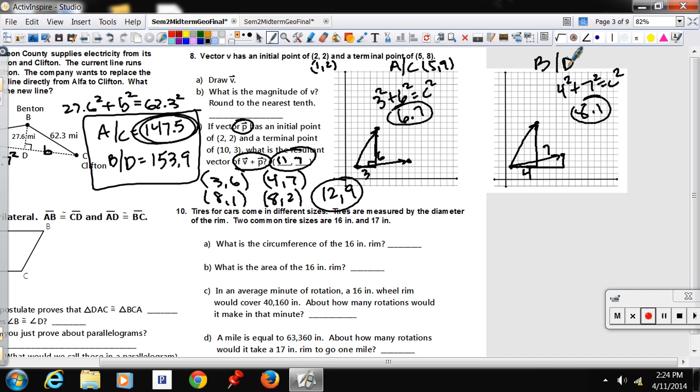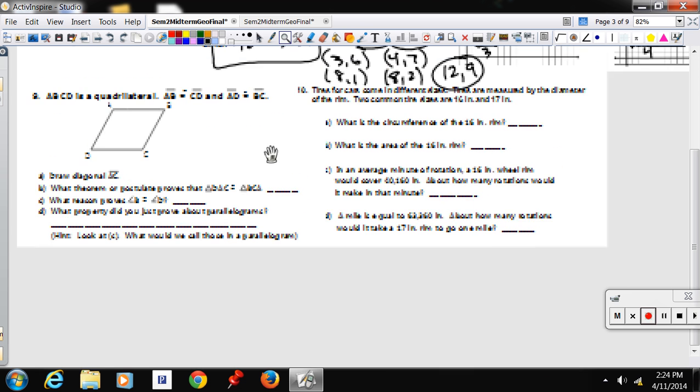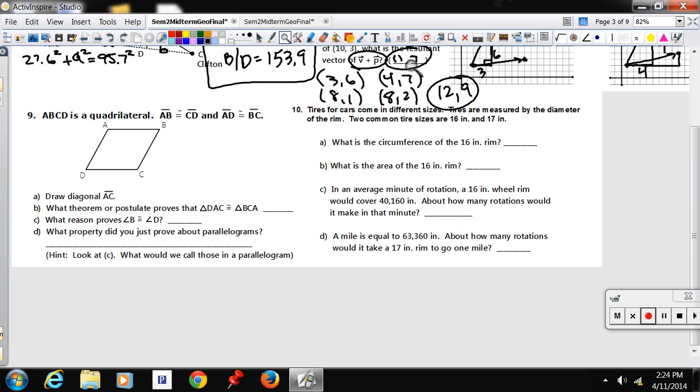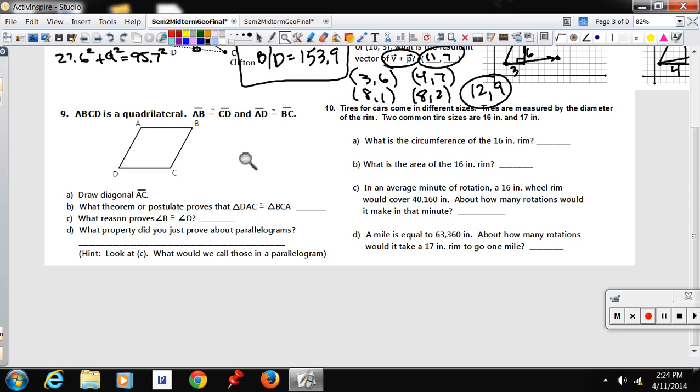11, 7 was your resultant vector. It's adding the two rises and the two overs on here. You added 3 and 8 and 6 and 1. All right, moving on to number 9. Why did he have to do that? It's just because there's two different versions of the test.